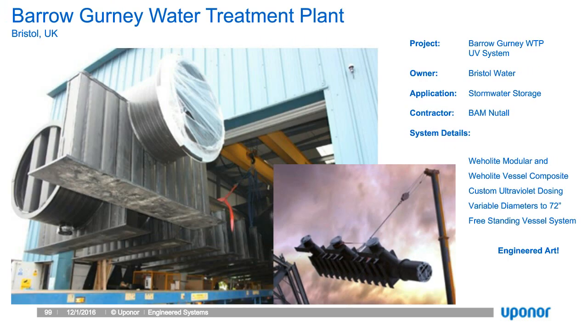We talked a little bit about this earlier. This is a UV potable water UV contact system. It's an above-ground structure. Horizontal pipes need to have support when they're full of water, so we combine the Weholite panel and Weholite vessel to create an above-ground system to accommodate UV contact in a potable water facility.